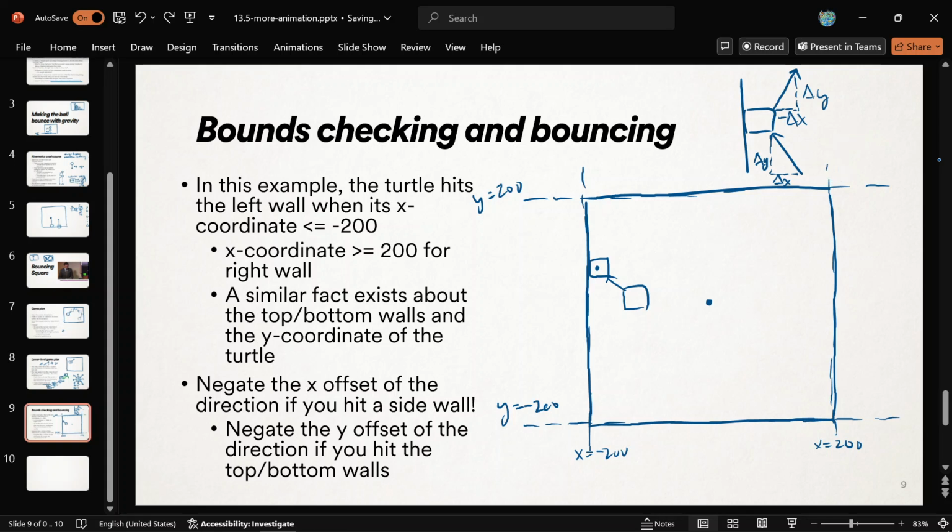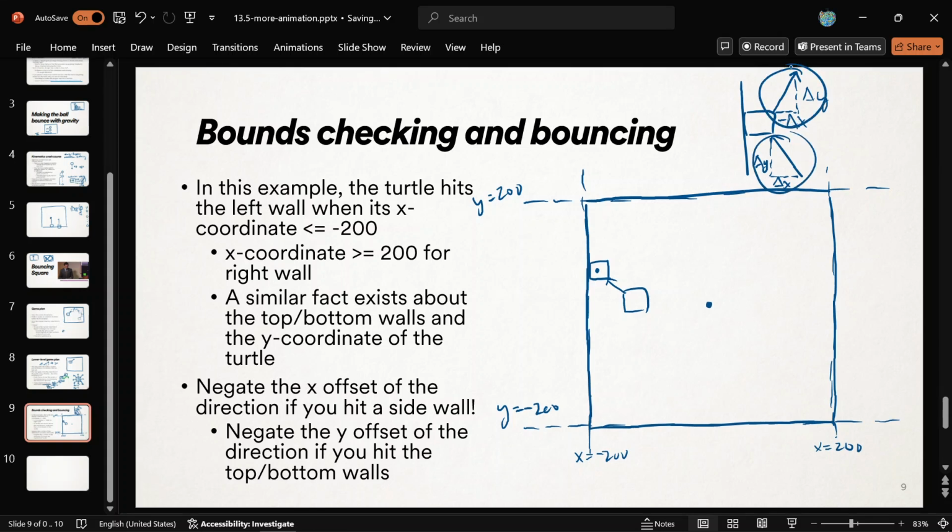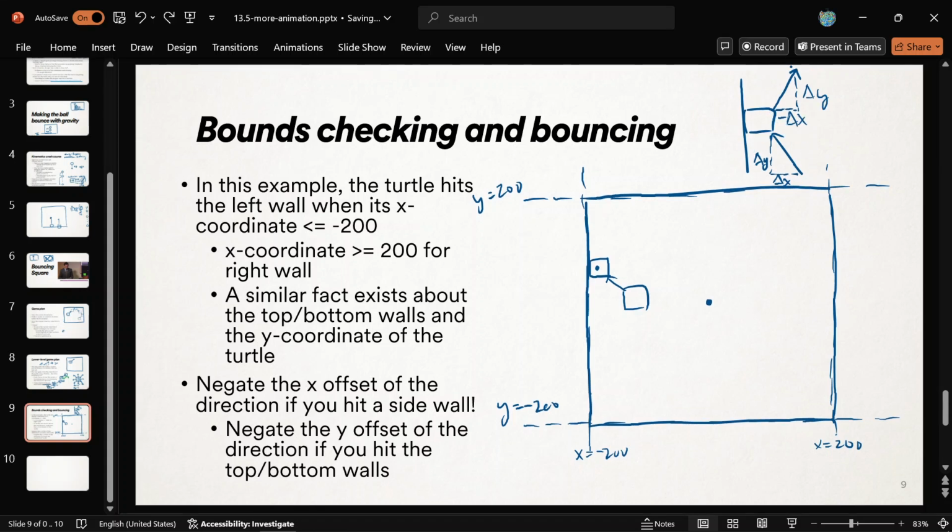All right. Your old direction was this. Your new direction is based off of the old one. If you hit the left wall, it's like you don't want to go left anymore. You want to go right. But keep the same upward motion. And that will give you the exact correct new direction to bounce off that wall.